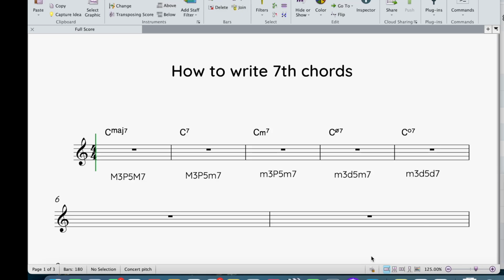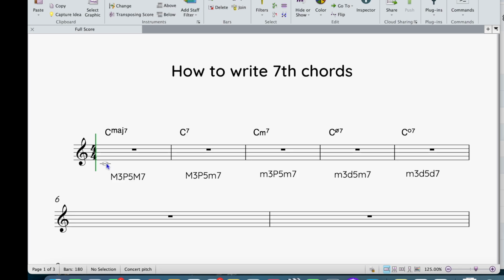All right, we are going to learn how to write seventh chords. So seventh chords are when we add a seventh note to the basic triad. So it's important that you understand the way intervals work within chords. When we write, intervals are worked out from the root note.